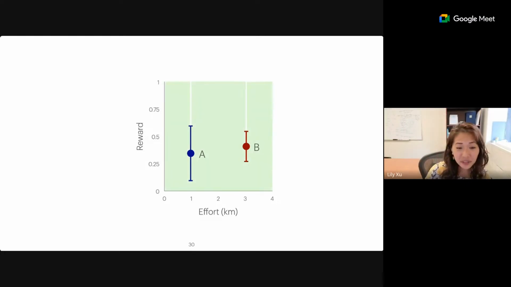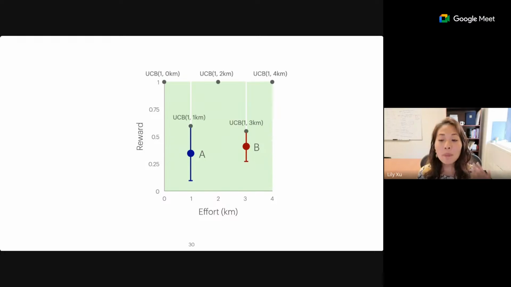And what this means is for any other level of effort, we have no idea at the moment what the expected reward is. So the expected reward could be anywhere within this green space. So this is really the space over which we are uncertain.